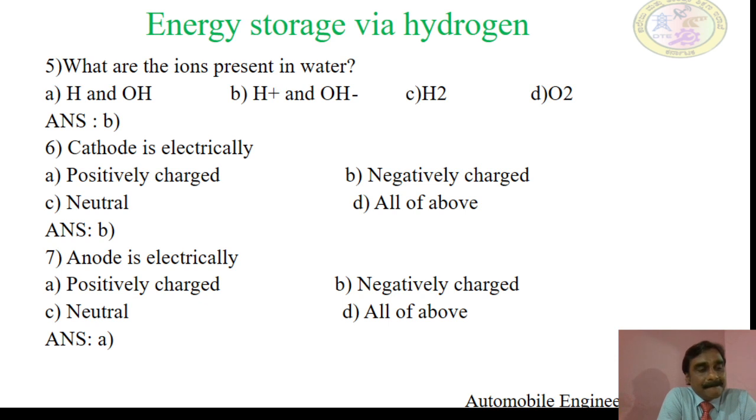Seventh question: in the electrolysis process, the anode is electrically: first answer, positively charged; second answer, negatively charged; third answer, neutral; fourth answer, all of above. The right answer is that the anode is electrically positively charged in the electrolysis process.